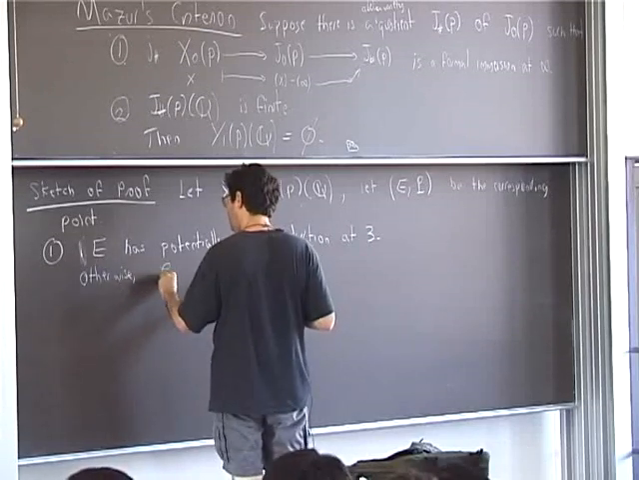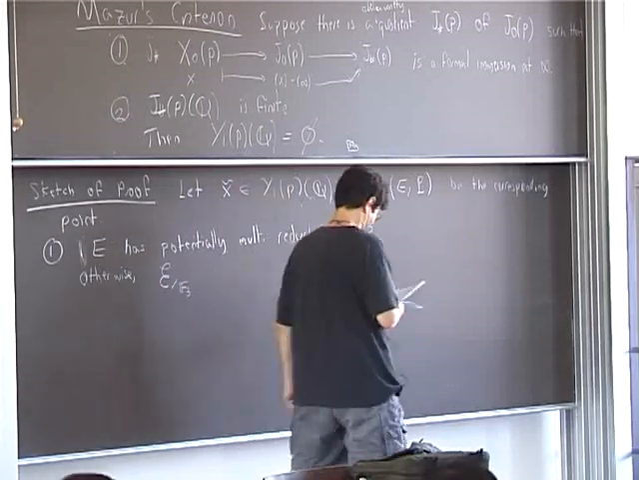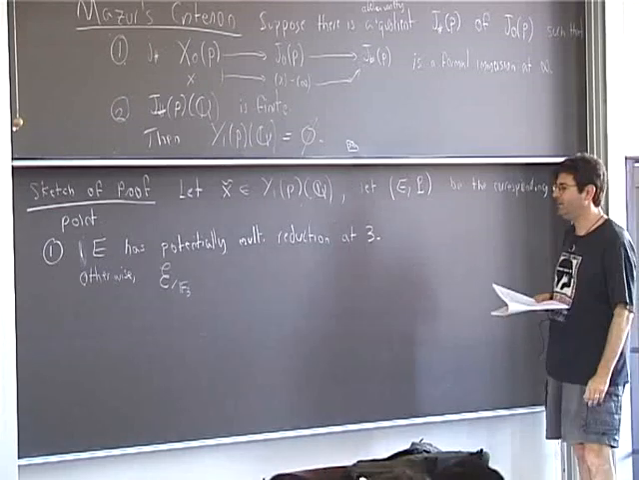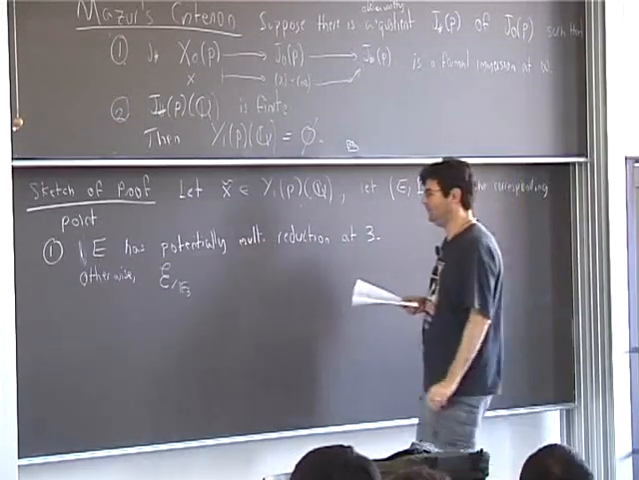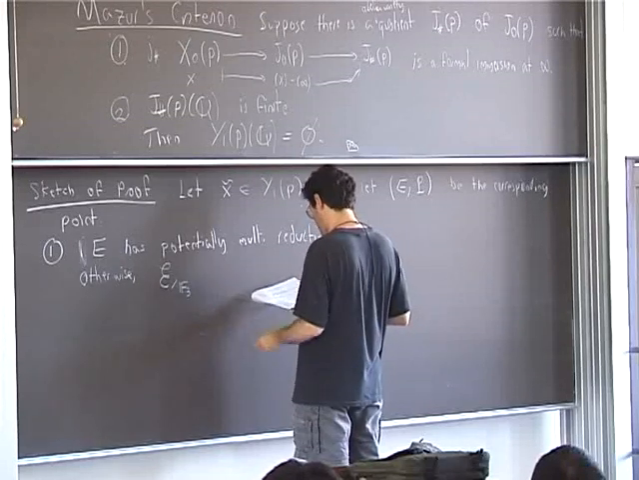I can consider the Néron model of E and then look at its special fiber, which is an abelian scheme or a semi-abelian scheme over F3. And then, if this had good reduction, this would be an elliptic curve.